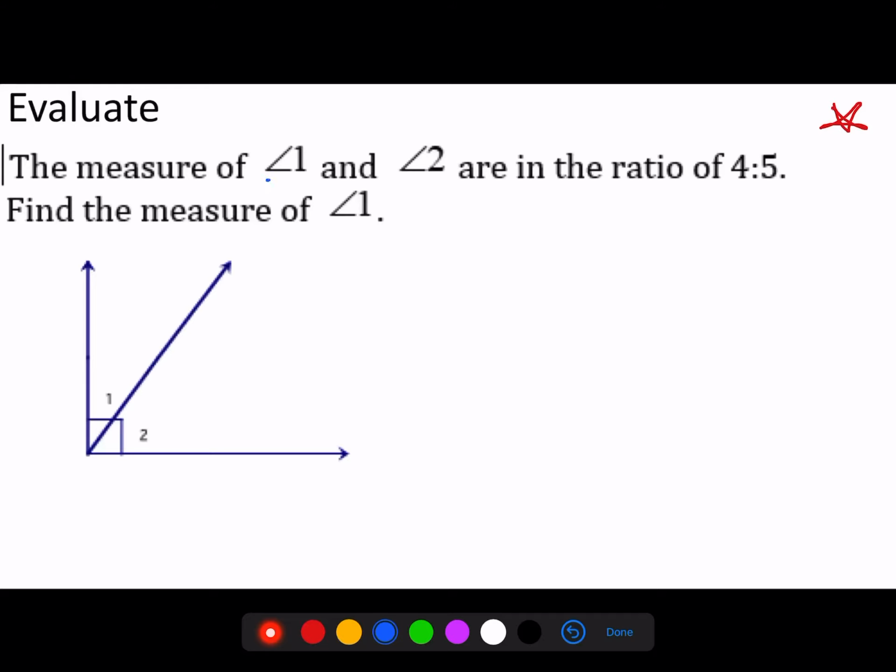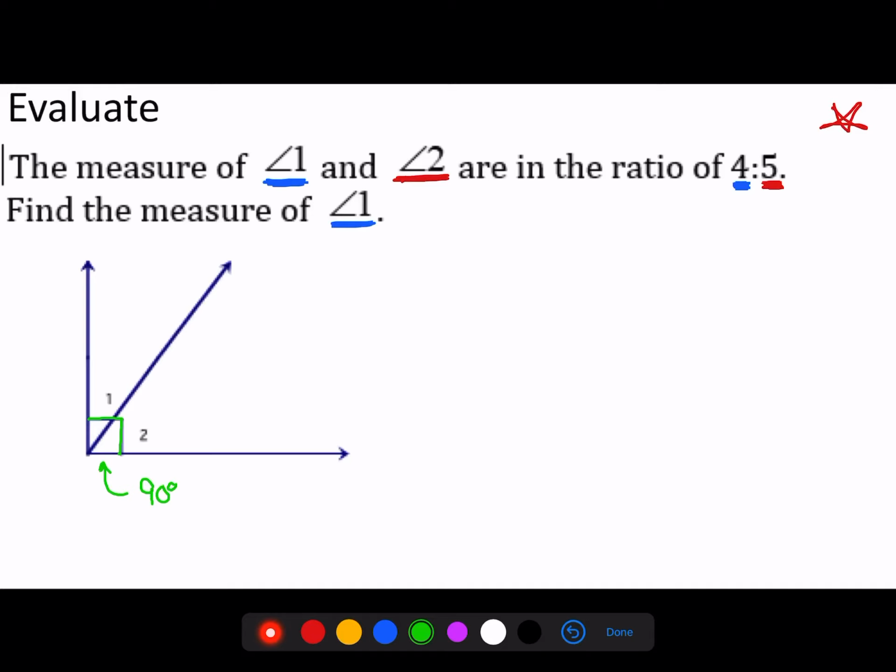So, we have angle 1 and angle 2, respectively. These angles are in a ratio of 4, that's angle 1, to 5, which is angle 2. We want to find the measure of angle 1. Now, looking at our diagram, can I assume anything? Absolutely. We see a right angle box right there. That's 90 degrees then. So that angle is automatically 90 degrees.